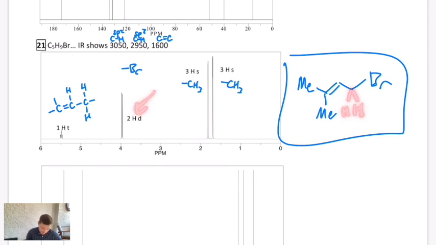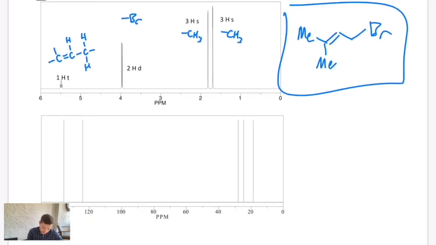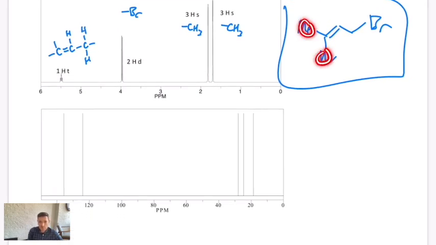The carbon NMR matches as well. All 1, 2, 3, 4, 5 of those carbons are in a unique environment. So I spy 1, 2, 3, 4, 5 separate signals, and each one is accounting for 1 carbon alone. Even those 2 methyls are not identical to each other. They're in slightly different environments.